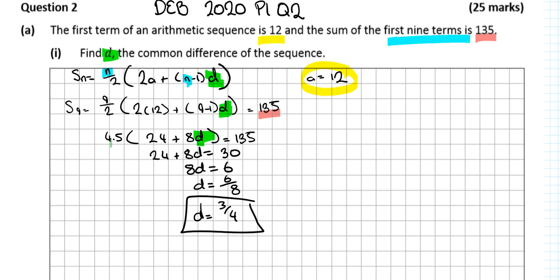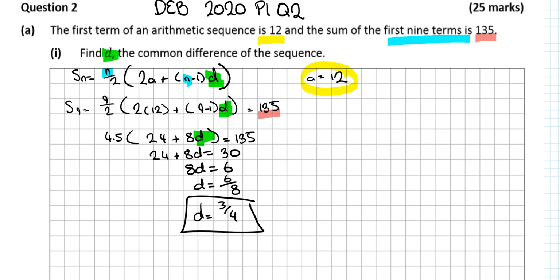So 9 divided by 2 is 4.5. 2 by 12 is 24. 9 minus 1 is 8. Coming from here to here, we've divided both sides by 4.5. So it's 135 divided by 4.5, which is 30. Subtract 24 from both sides, divide both sides by 8, and we're getting d is 3 over 4. Really easy, nice start to the question.